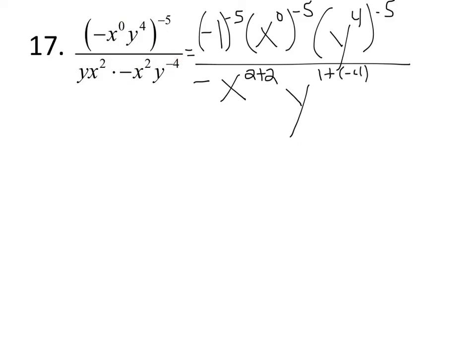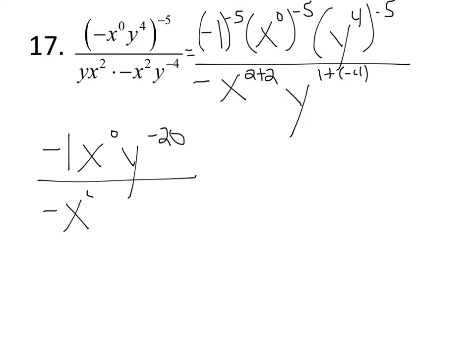Okay, so negative 1 to the 5th power is negative 1. If you take a power to a power, you multiply, so this is x to the 0, because 0 times negative 5 is 0. And if you take a power to a power, you multiply, so you get y to the negative 20th. All over negative x to the 4th power, because 2 plus 2 is 4. And y to the negative 3rd power, because 1 plus negative 4 is negative 3. All right, I've got a negative over a negative, so I can go ahead and change that to positive.